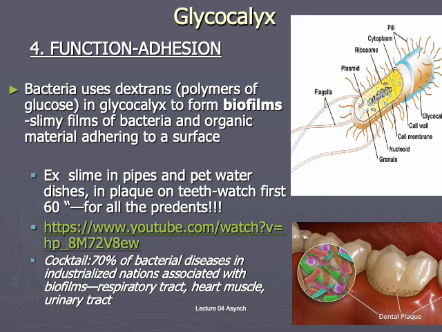So the bacteria uses the dextrans. Okay, these are just polymers of glucose that are found in the glycocalyx, and they use them to form biofilms. So literally what they're doing is that dextrans, those polymers of glucose, are acting like a glue to attach one bacterial cell with a glycocalyx to another bacterial cell to another bacterial cell. And also they use that glue to stick as this big mass of bunches of cells. They'll stick to each other, and they could stick to some surface. Okay, so they're sticking to each other and to a surface.